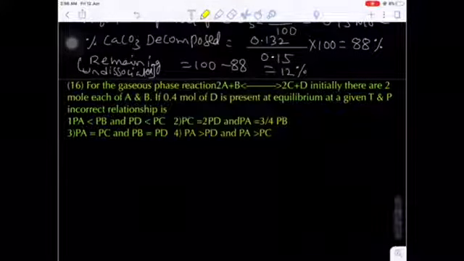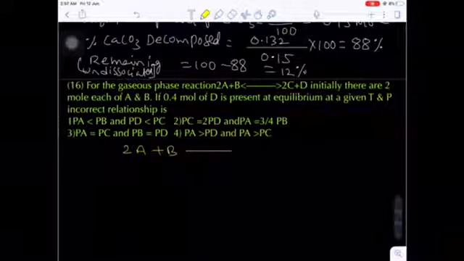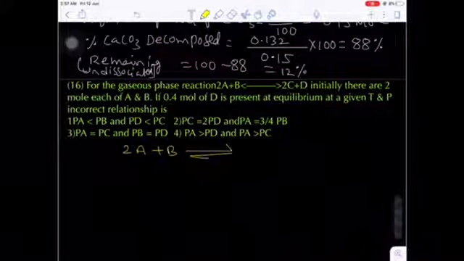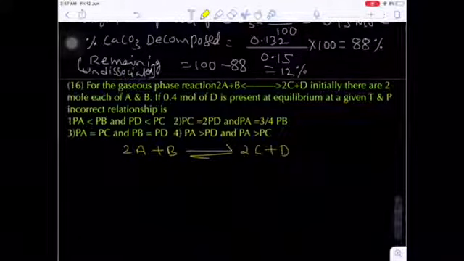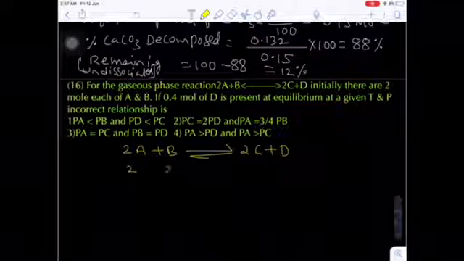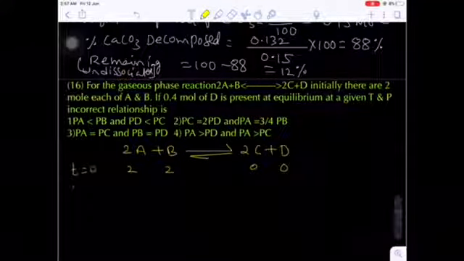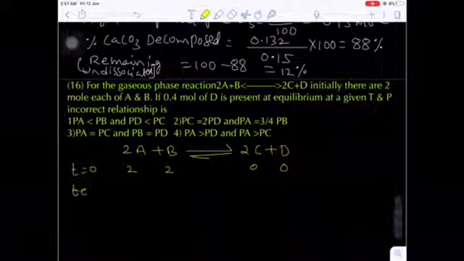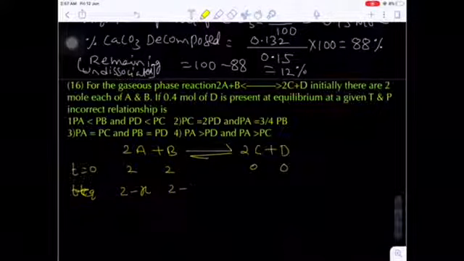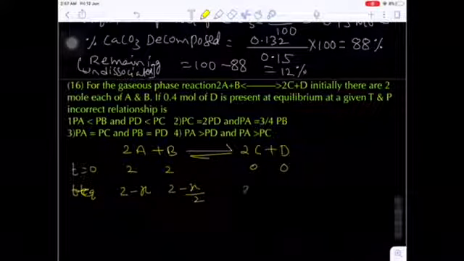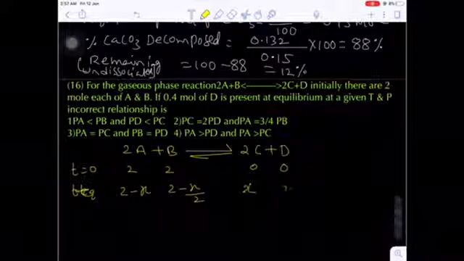In this question number 16, 2A plus B equilibrium 2C plus D. Okay. In this, what happens? Initially 2 moles of A and B are given to you. So there will be no moles of the product. Okay. Let's suppose when the system attains equilibrium, X moles of A decompose, according to which X by 2 moles of B decompose and X moles of C will be formed.